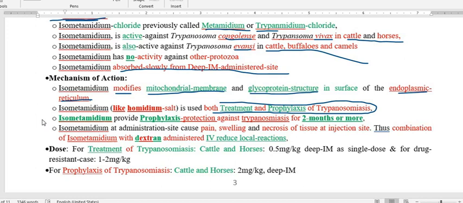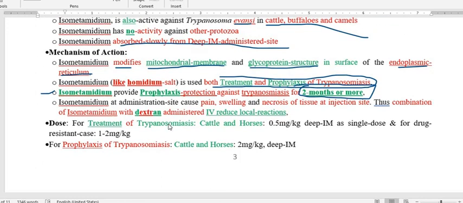Isometamidium is used for both treatment and prophylaxis of trypanosomiasis. Interestingly, its prophylactic activity lasts up to 2 months or more. So we have to administer the next dose after 2 months of administration of the first dose as prophylactic protection.